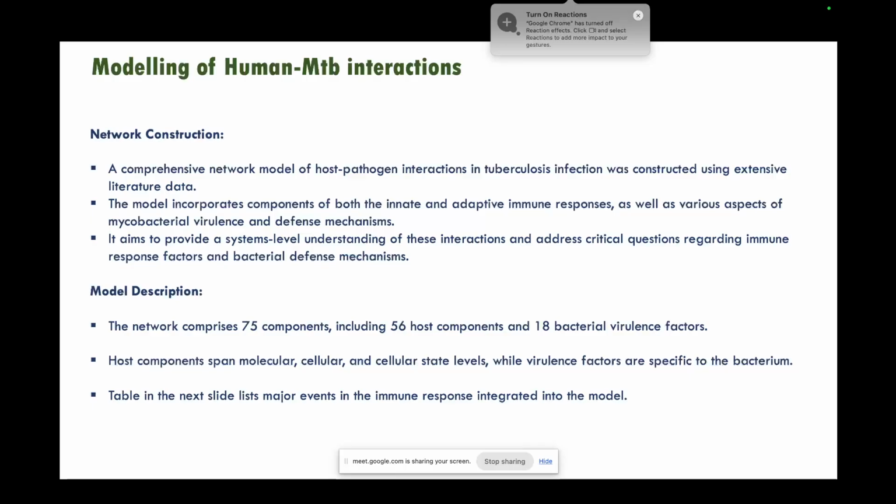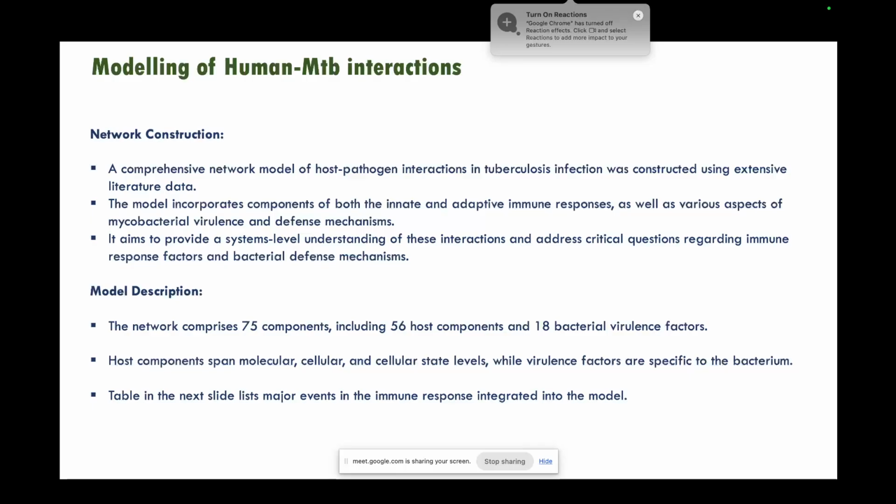So the model aims to provide a systems level understanding of these interactions and addresses critical questions regarding immune response factors and bacterial defense mechanisms. So if you construct the network, it will have 35 components, which include 56 host components and 18 bacterial virulence factors. So you have to understand the whole context.